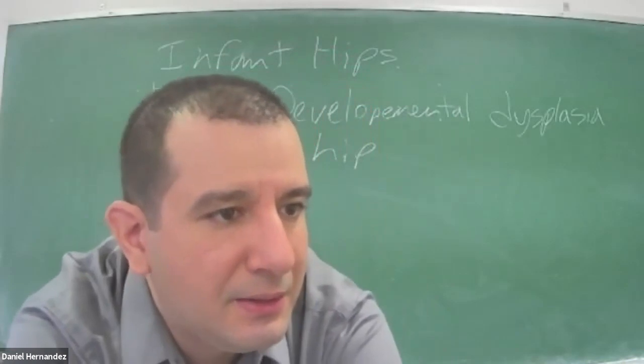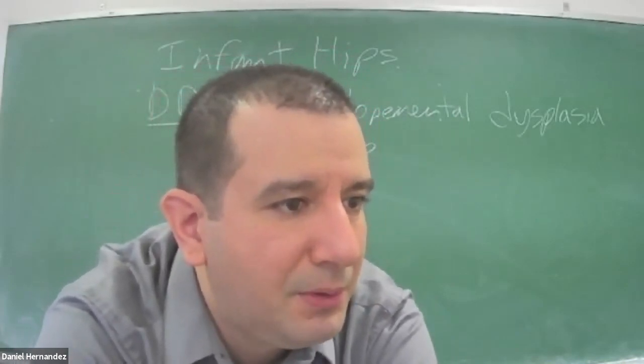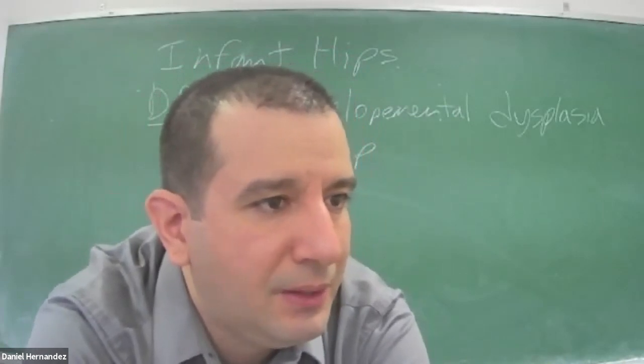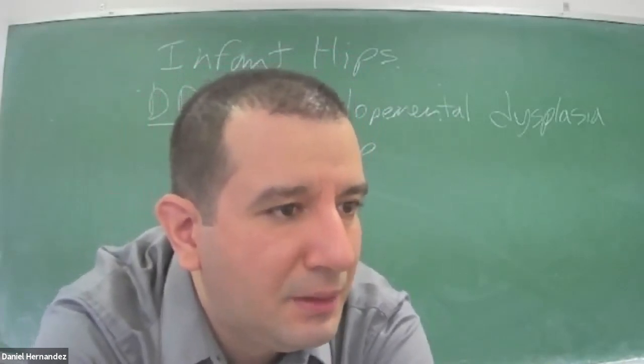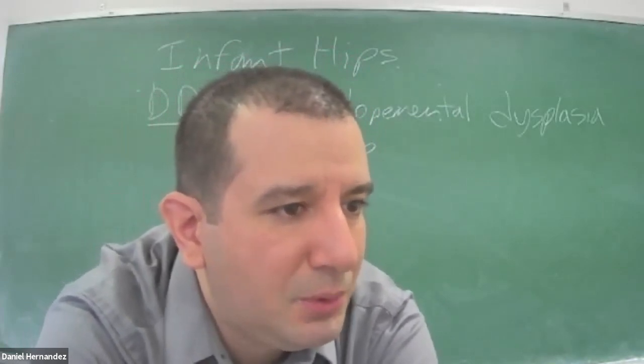It's estimated that there are 1.5 to 20 cases per 1,000 live births of developmental hip dysplasia. And milder forms of displacement, such as subluxation, are more common.